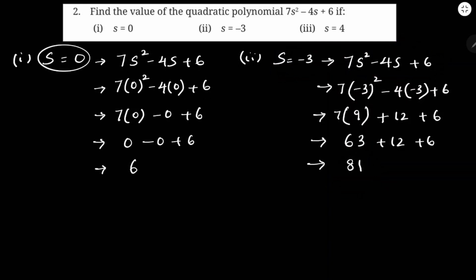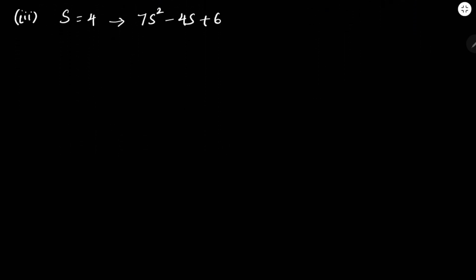Next, the third one. If s is 4, the polynomial is 7s square minus 4s plus 6. So now here s is equal to 4. So wherever we have s, just substitute the value of 4.